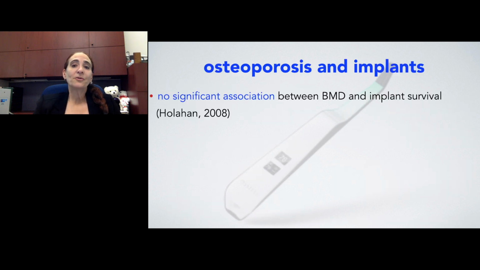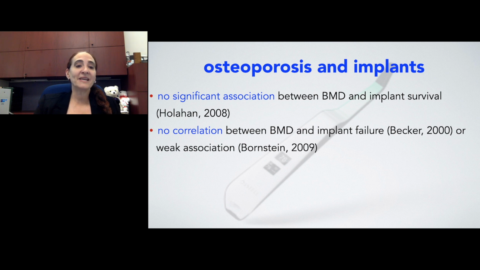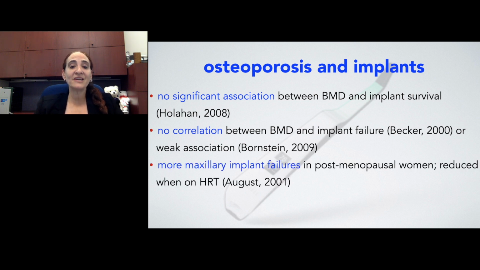And we know that with osteoporosis and implants, there is some controversy in the literature. Is there an association between bone mineral density and implant survival? Some studies say no. Some studies say that there is either a weak association or even some association. So really the literature is conflicting, and I think it's very important, because as our patients get older and older, there are going to be more and more patients that are osteoporotic that are seeking implant therapy, and so we do have to have more information in the literature.